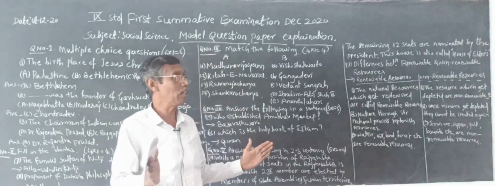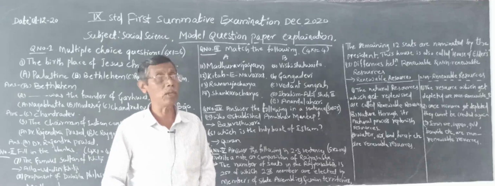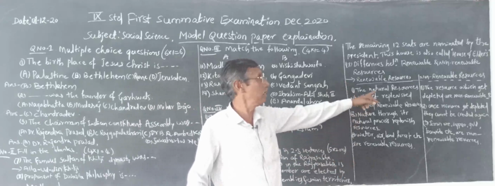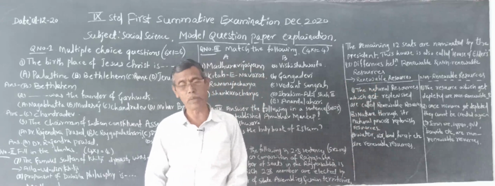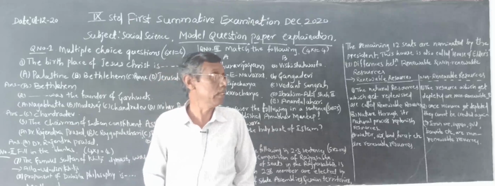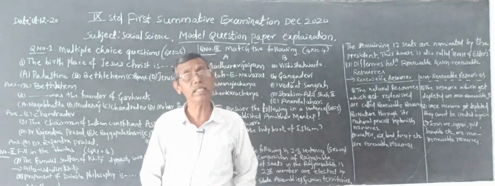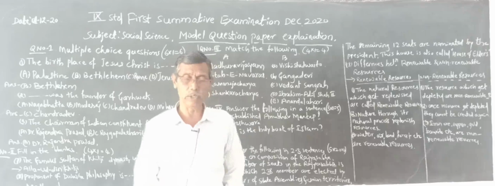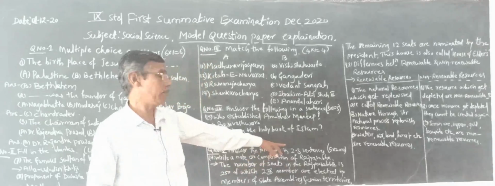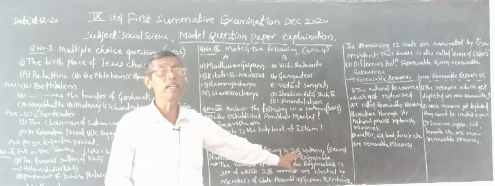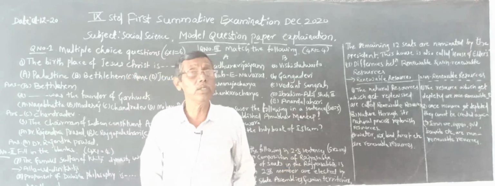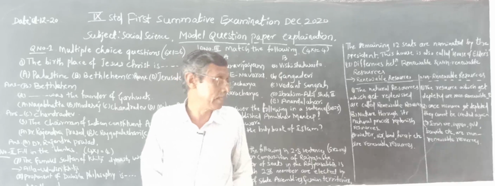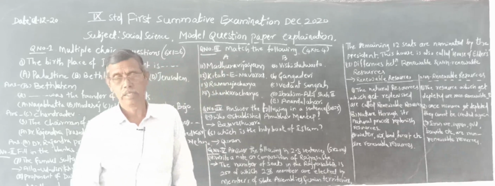Like you have to make the columns and write 3 points for each topic. Renewable resources 3 points, non-renewable resources 3 points. That is about the difference between renewable and non-renewable resources. Like here 5 questions will be given and you have to write it in 3 to 4 sentences each. Then you will get 10 marks.